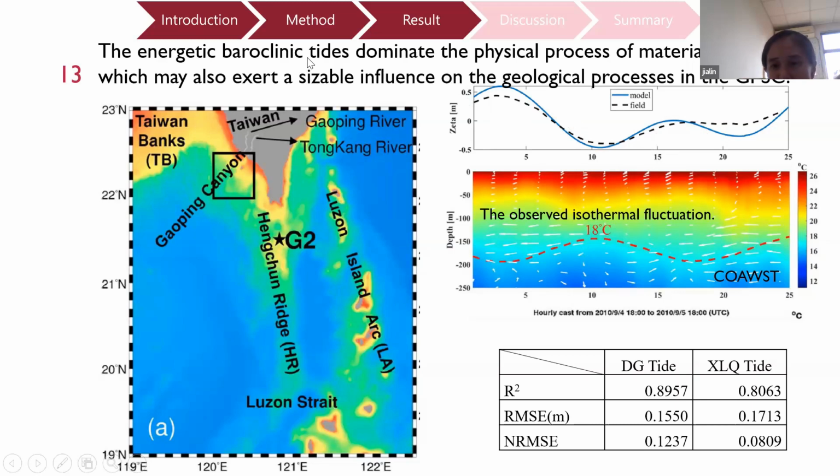For the internal tide here, we can see the observation in this red line, and the colors in the background are the simulated temperature. It also gives us some variation for this 18-degree contour line. The variation of this contour line is similar to this red curve. Why we want to study this internal tide, I will show you later, because it is going to modulate the velocity in the canyon.